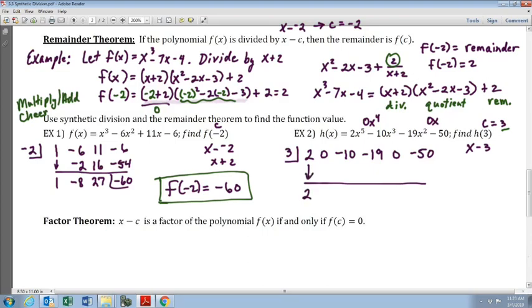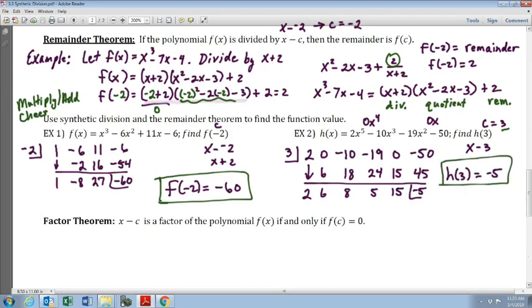So drop the 2. You're going to multiply 2 and 3 to get 6. When you add 0 and 6, you get 6. Multiply the 3 and 6, you get 18. When we add, we get 8. 3 times 8 is 24. When we add here, we get 5. 3 times 5 is 15, and when we add, we get 15. Finally, 3 times 15 is 45, and when we add, we get negative 5, which tells us that h of 3 is equal to negative 5.